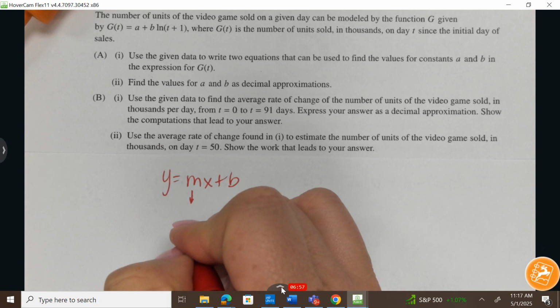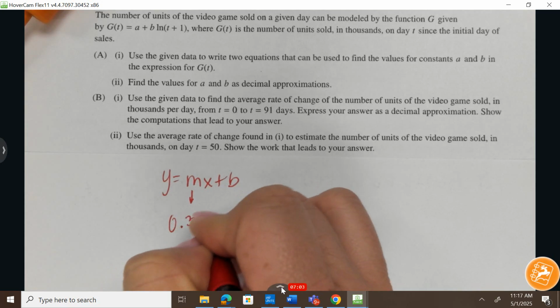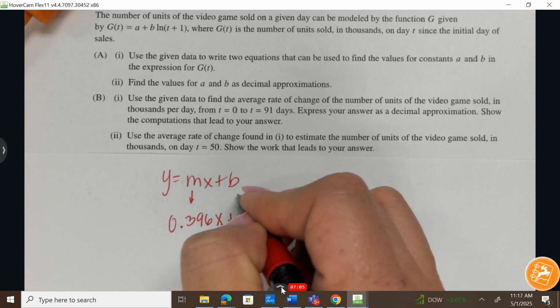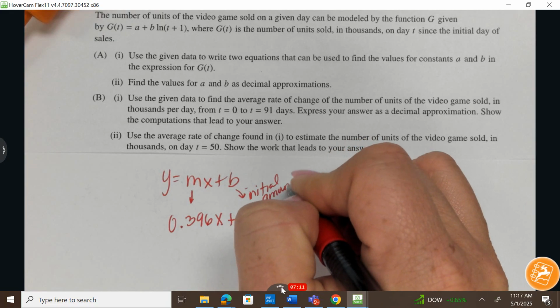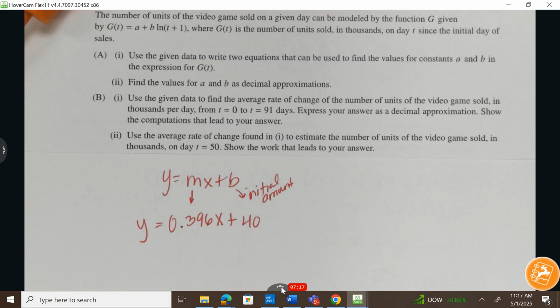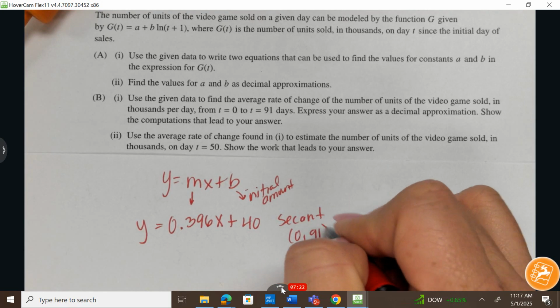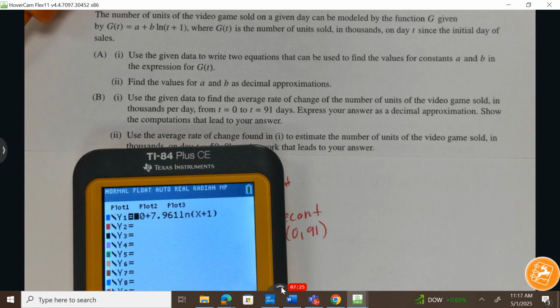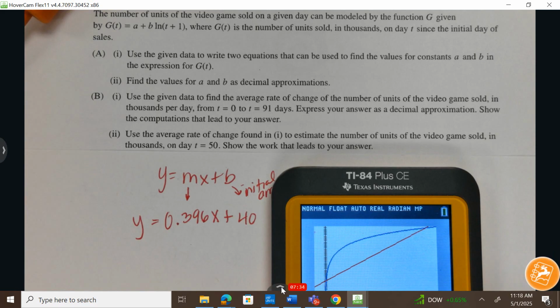Okay, here we go. So to do this, we're going to use that average rate of change, which was 0.396x, and then this is always your initial amount. So the initial amount, the output was 40,000. So this is the equation I have of the secant line from 0 to 91 that we just created, okay? So let's go ahead and plug that in. We have 0.396x plus 40. We can see that, right? This is the secant line from t equals 0 to t equals 91.